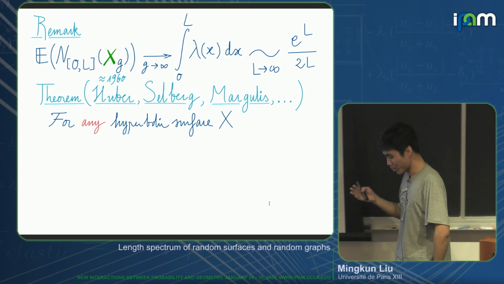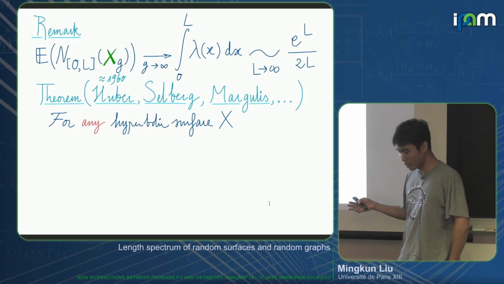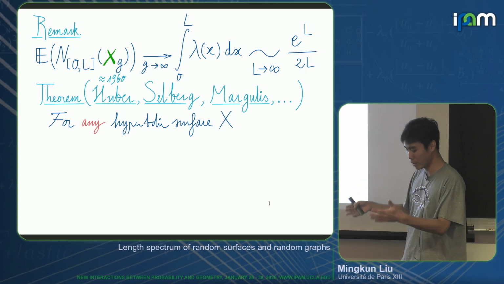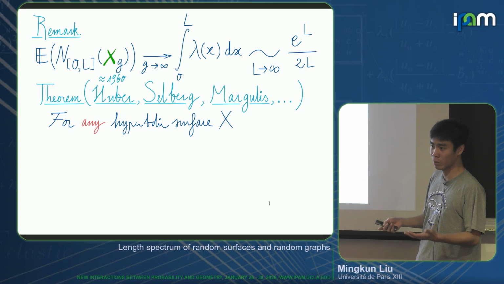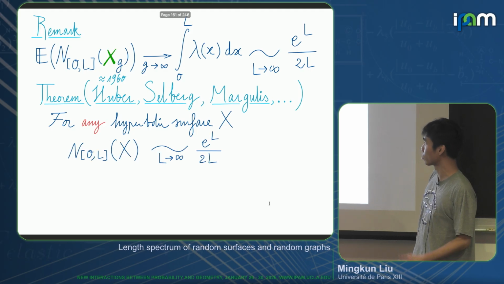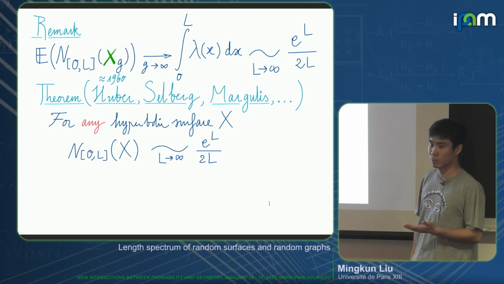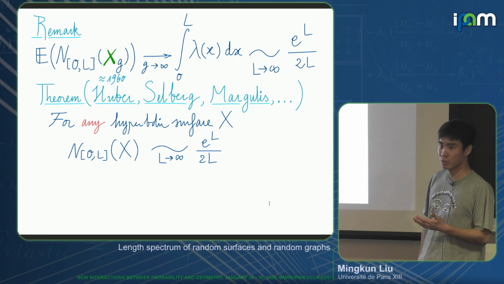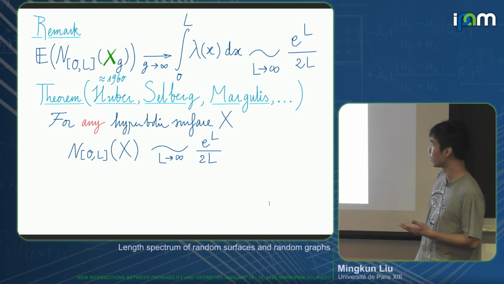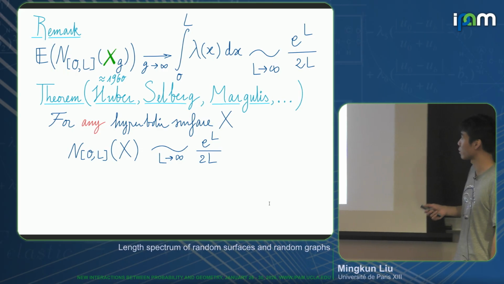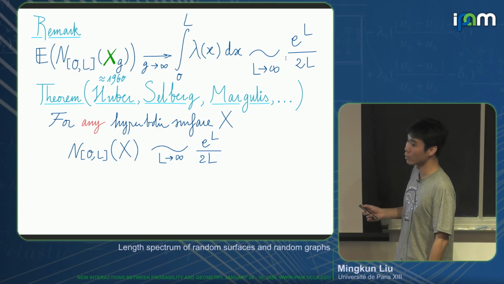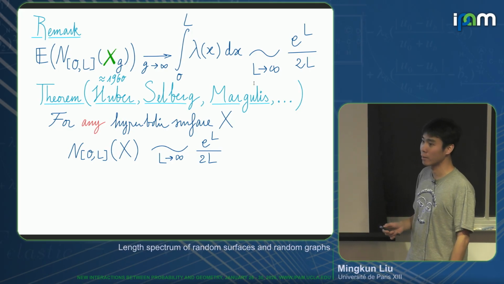So one of the simplest versions of this theorem is you just take one hyperbolic surface, but whatever hyperbolic surface, whatever the genus is, whatever the geometry is, if you do the counting, you always get exactly the same asymptotic. The number of geodesics of length up to L is always asymptotic to e^L divided by 2L, which coincides with this function here. So at least this function sort of makes sense when L becomes very big.